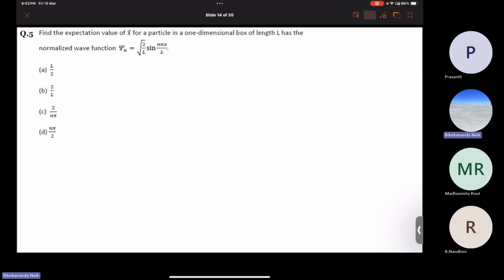Now, question number 5. The question says: find the expectation value of x for a particle in a one-dimensional box of length L, with the normalized wave function psi n equals root of 2 by L sine n pi x by L. Like in the previous question, we just got the normalization constant, which is root of 2 by L. So the normalized wave function is given. We need to find the average value or the expectation value of x. The options are: option A, L by 2; option B, 2 by L; option C, 2 by n pi; and option D, n pi by 2.